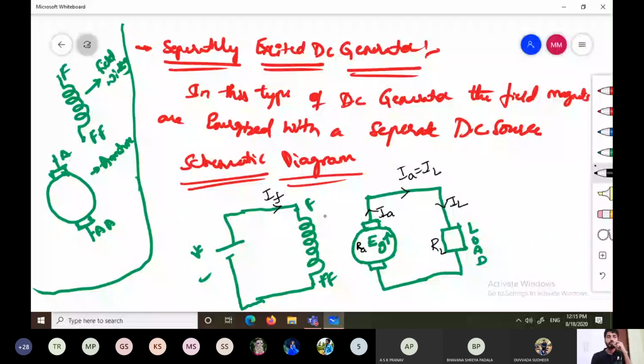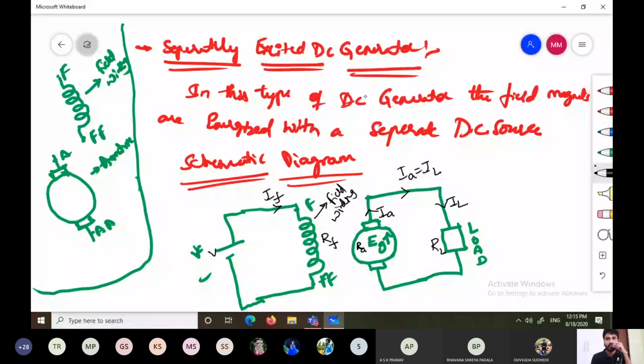Okay, now this is the schematic diagram. You can see this is a field winding. F and FF are the field winding terminals. This is the field winding, and it is connected with a battery. So this is the separately excited generator.